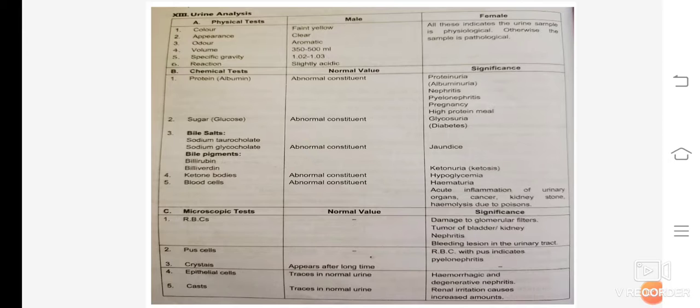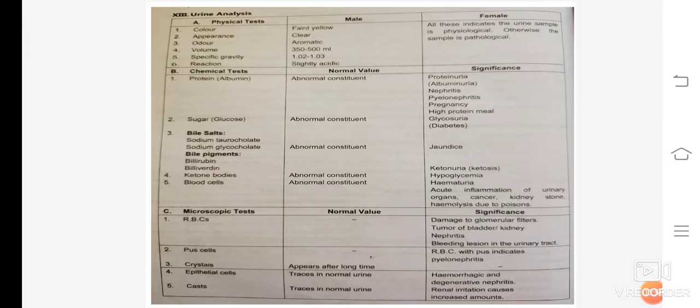Which are the microscopic tests? RBC, pus cells and cysts, epithelial cells, then casts. In pus cells, normal value is not described, and RBC with pus indicates pyelonephritis. Cystitis: normal value appears after a long time, not significant. Significance is described. Epithelial cells are present as traces in normal urine. In that, hemorrhagic and degenerative nephritis. In casts, traces in normal urine.